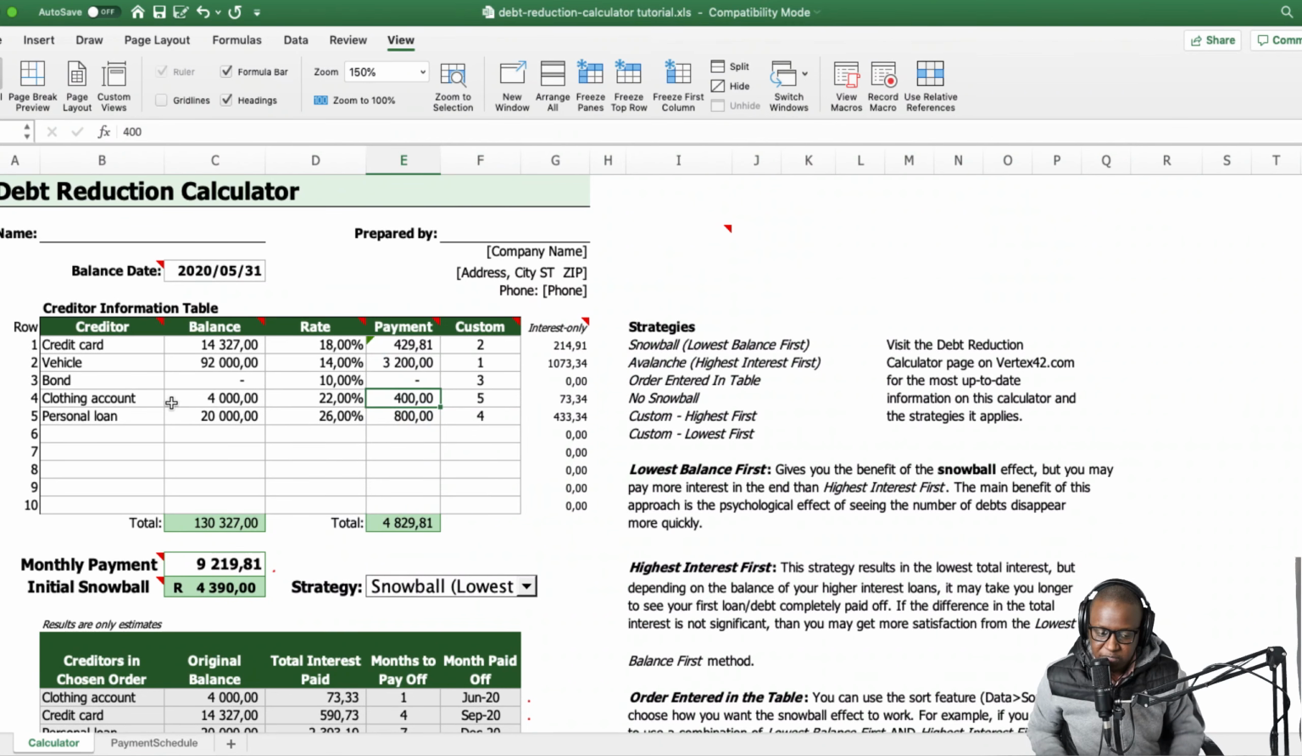Okay, and then he's got the clothing account. He owes the clothing account 4,000, the interest rate on the clothing account is 22%, and the minimum repayment on the clothing account is 400. He also owes a personal loan. He took a personal loan of 20,000, financed at 26%, and the repayment on the loan is 800.